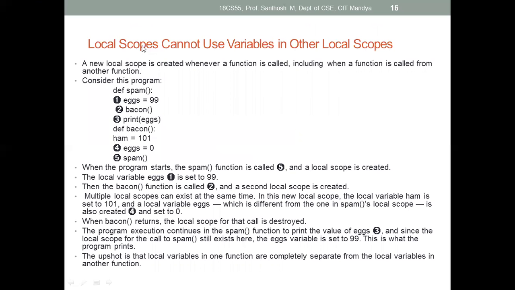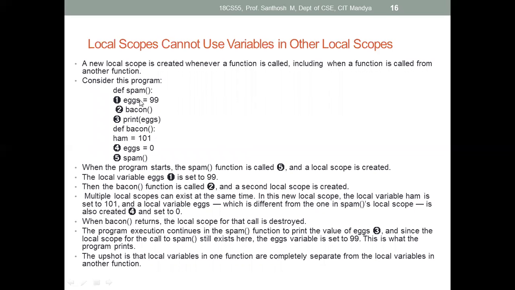Okay, so see here, a local scope cannot use a variable from another local scope. It means one local scope's variable you can't use in another local scope. One local variable in one function, you can't use as another function's local variable. See this example.